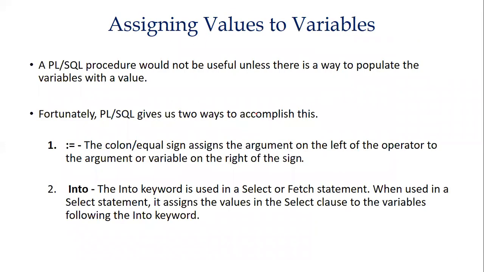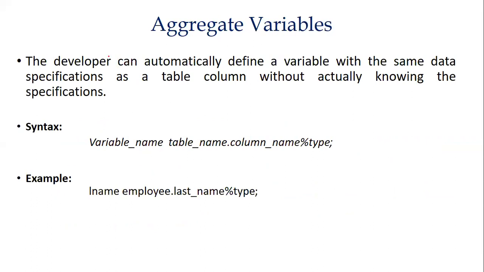Whenever you are assigning a value to a variable, you can directly assign a value from the stored table. You can directly fetch the value from the database and assign it to the variable. There are two ways to assign a value to a variable from the database: by using the assignment operator, and by using the INTO keyword. The INTO keyword is used with a select or fetch statement. When used in the select statement, it assigns the values in the select clause to a variable using the INTO keyword.